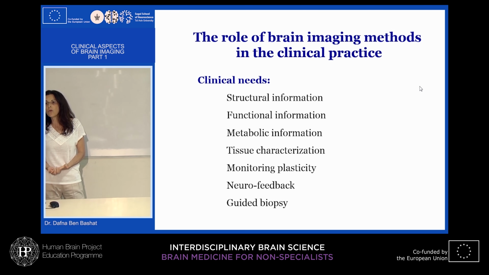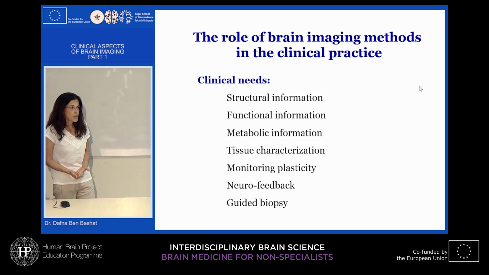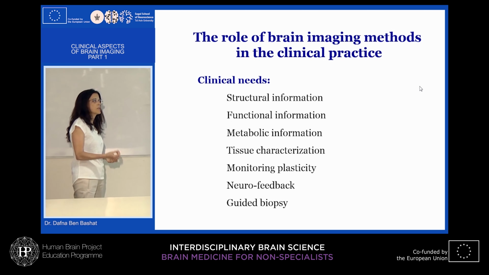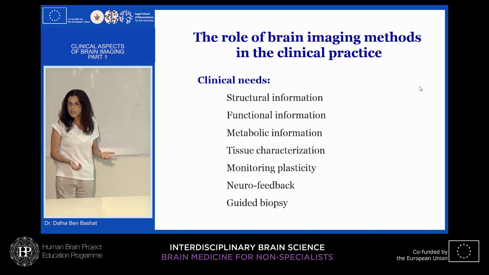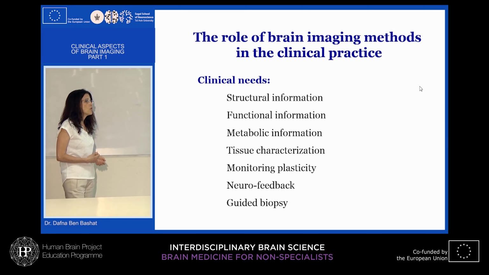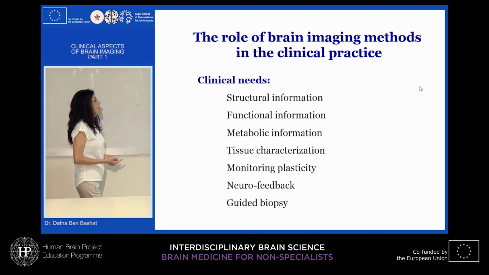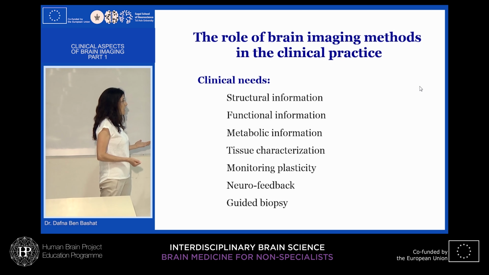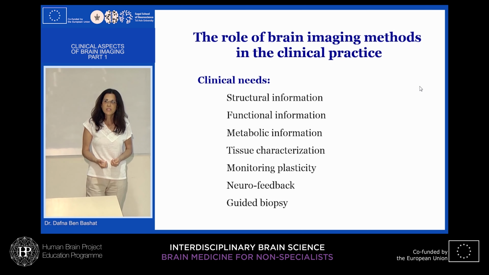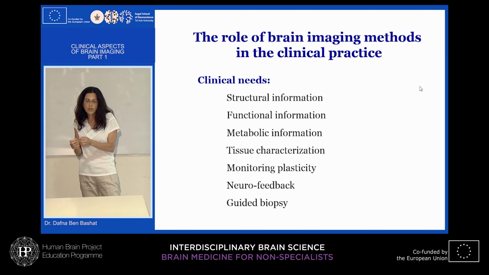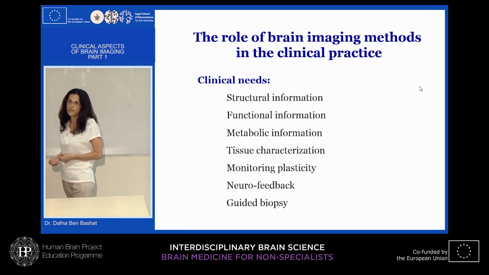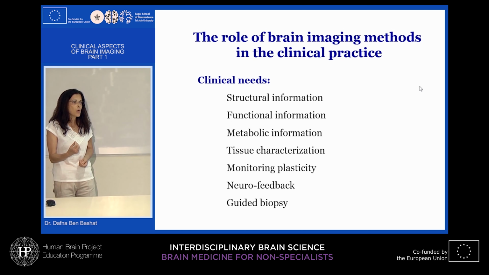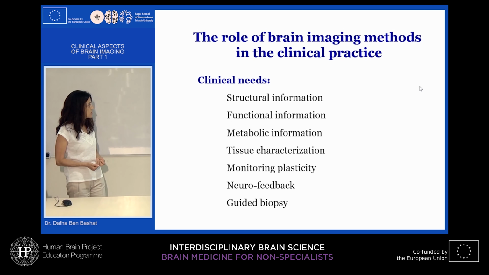We want to know about metabolic information because many disorders involve metabolic abnormalities. So if we can, with imaging, also learn about metabolism, it will help us again. And of course, to have a very specific tissue characterization: if 2 voxels within an image look different, what can we say about the microstructural properties of the tissue?